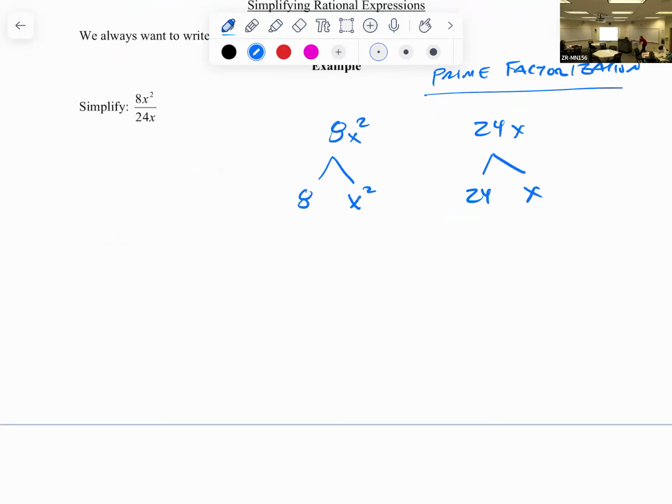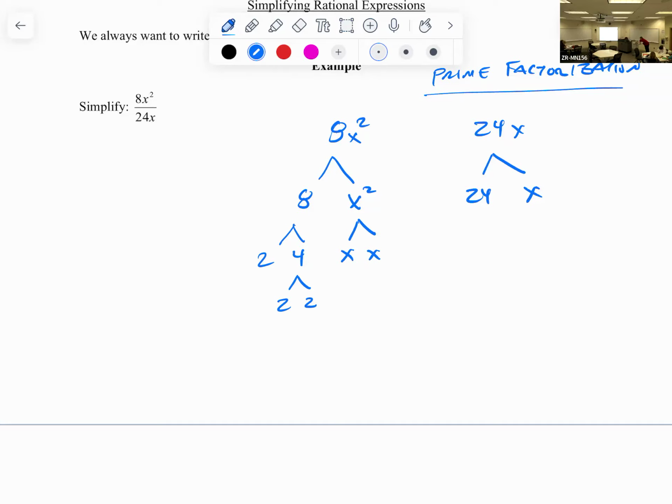Let's do one at a time. We could do both at a time. Then you break your number down into prime multiples. So what two numbers multiply to 8? 2 and 4. You have to pick at least one of those to be prime. Then 4 breaks down into 2 and 2. X squared breaks down into x times x. All right, so that one's prime factored.